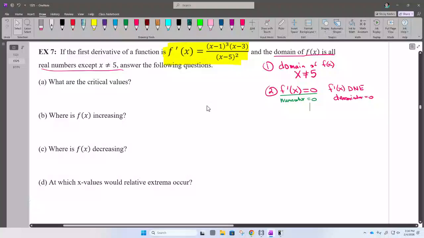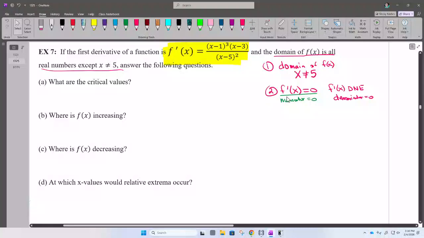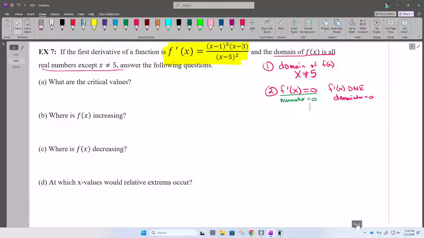All right. And I'm looking at these two things, where the derivative equals 0 and where the derivative does not exist, because it will help me find what? What does this help me find? Critical values, critical values.